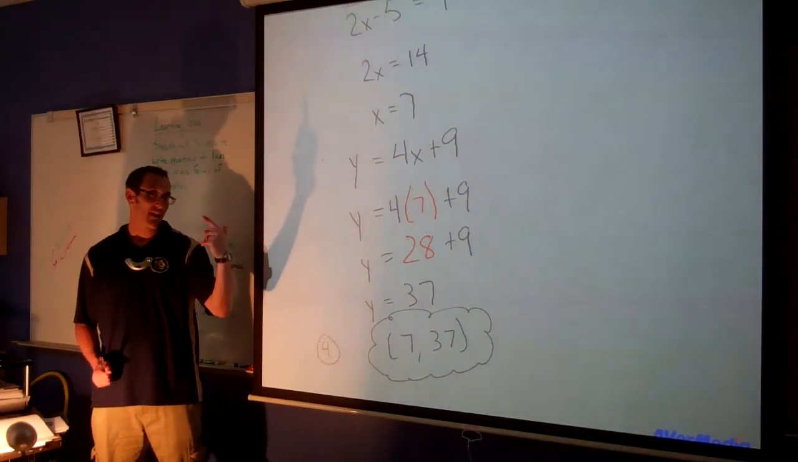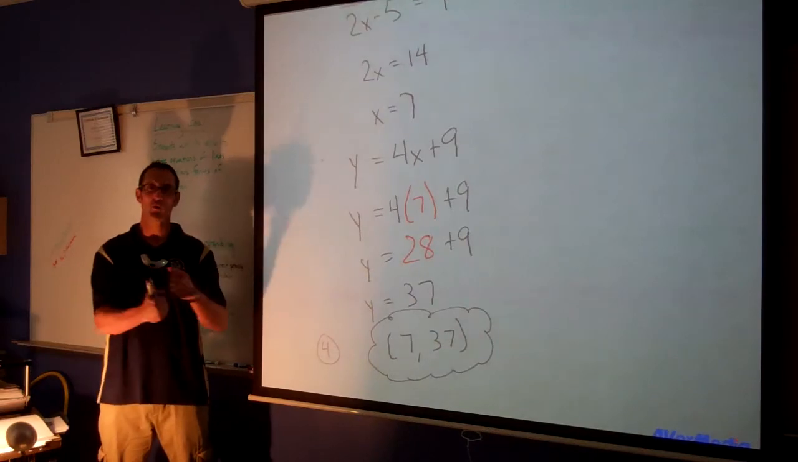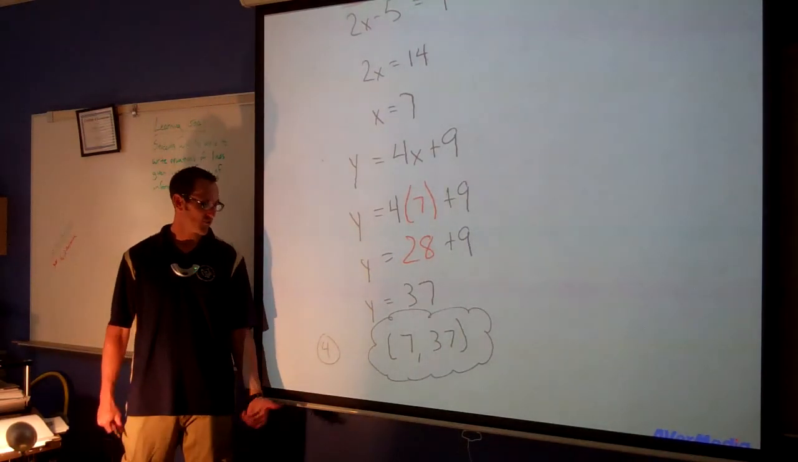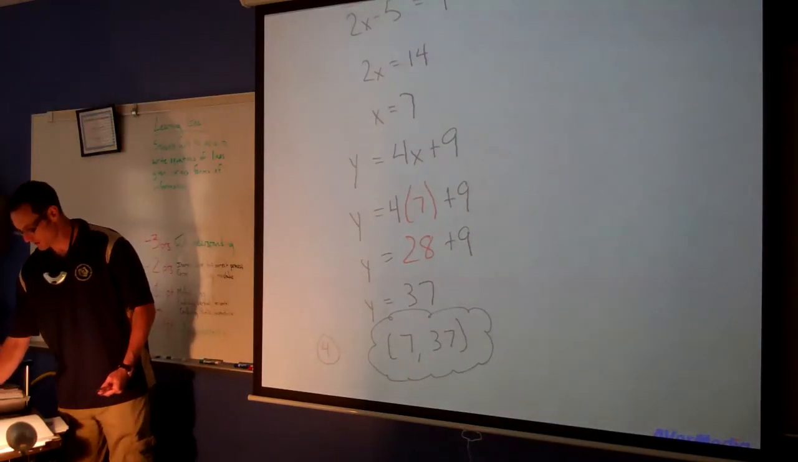So it's some abstract thinking. It's the root of algebra, the ability to substitute equivalent values and use them. Just know what the equivalent values are. And you're able to solve a system by substitution.